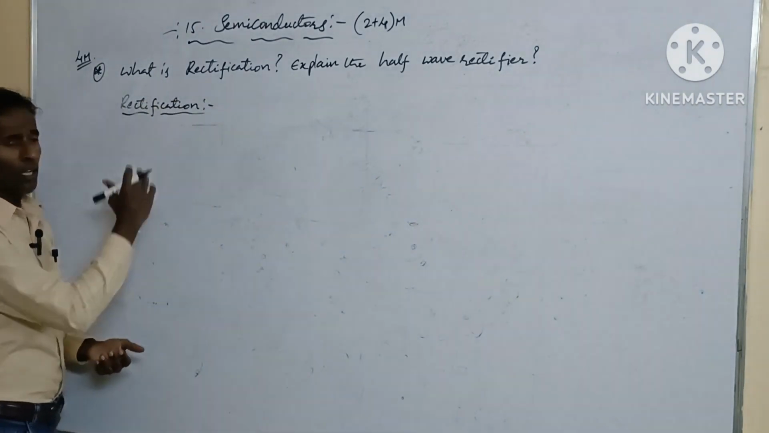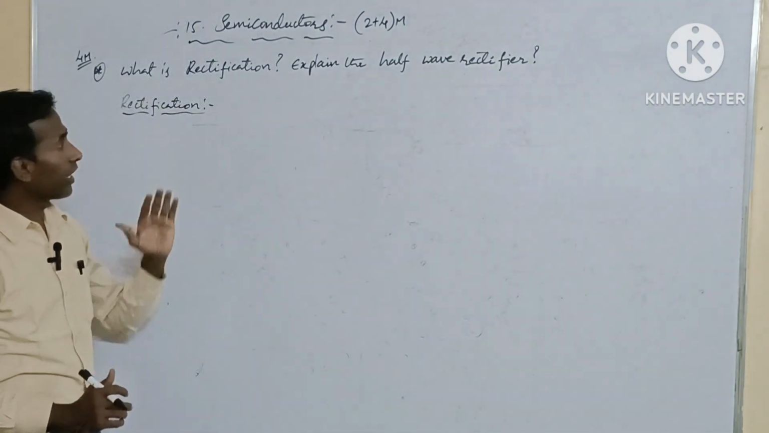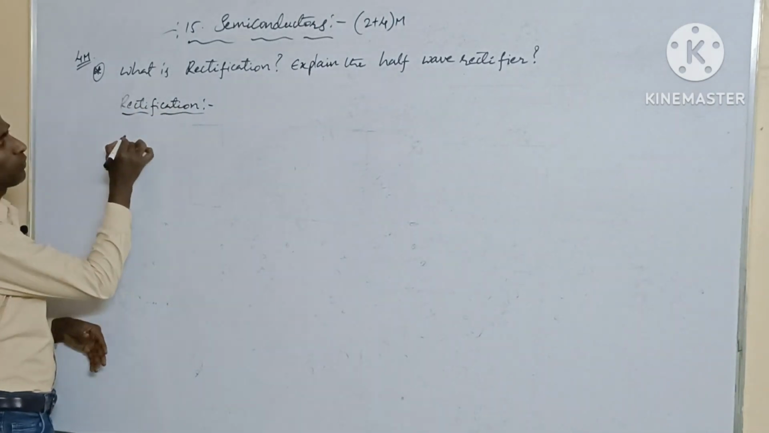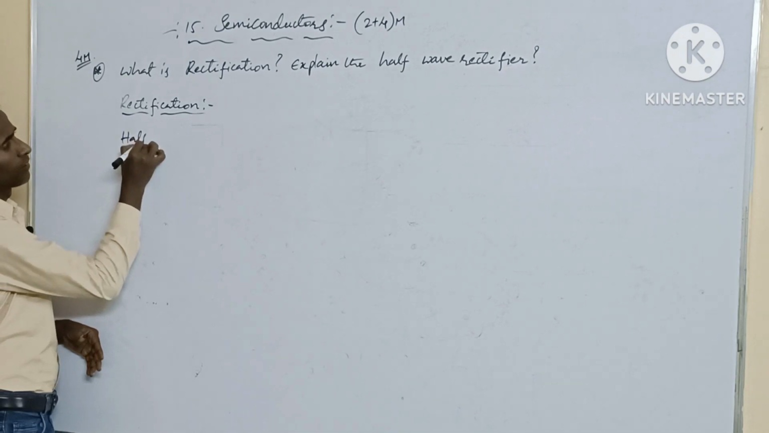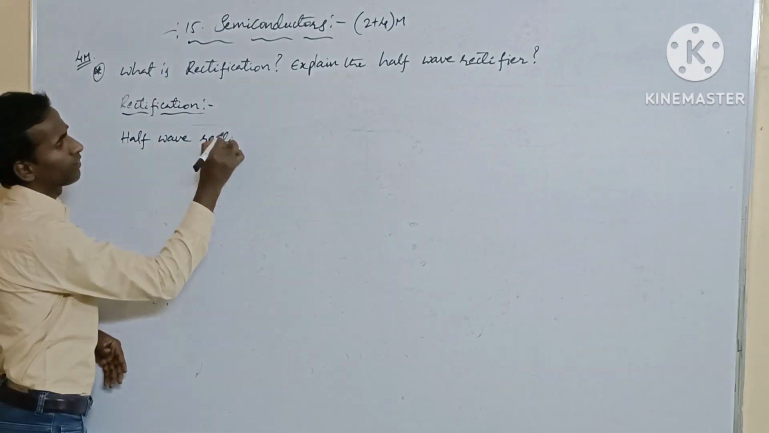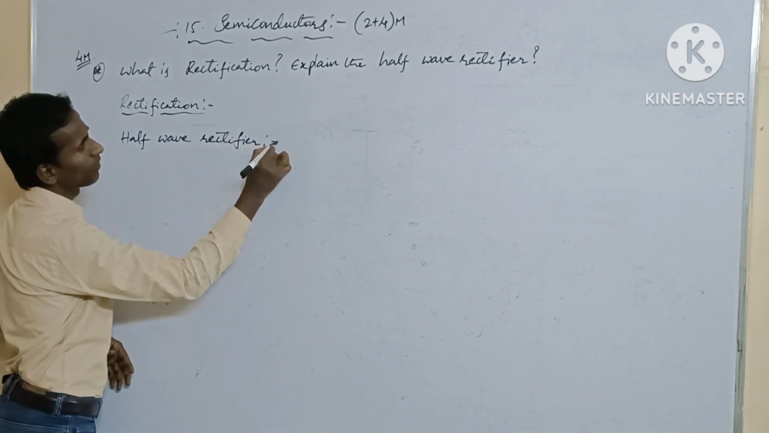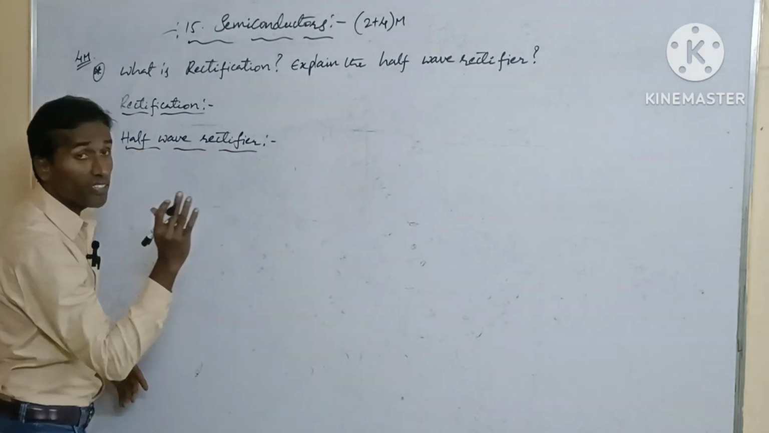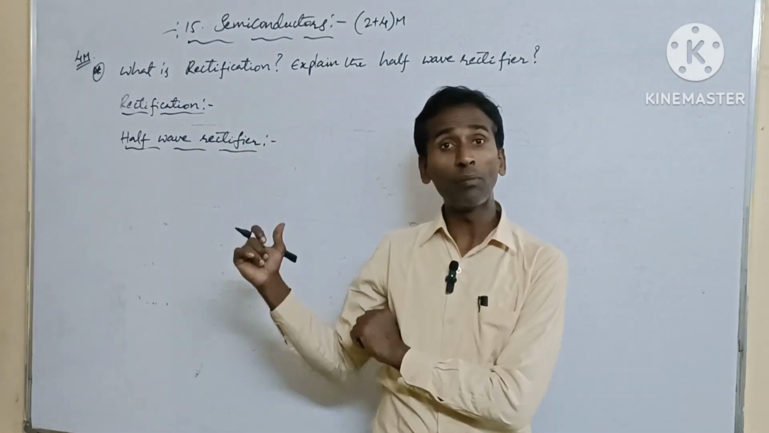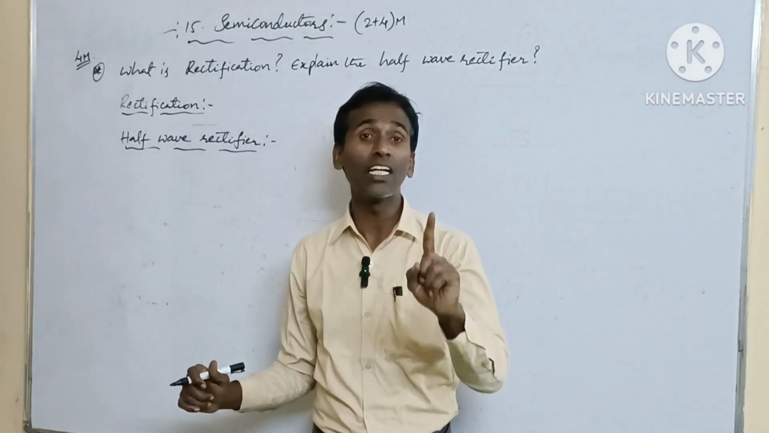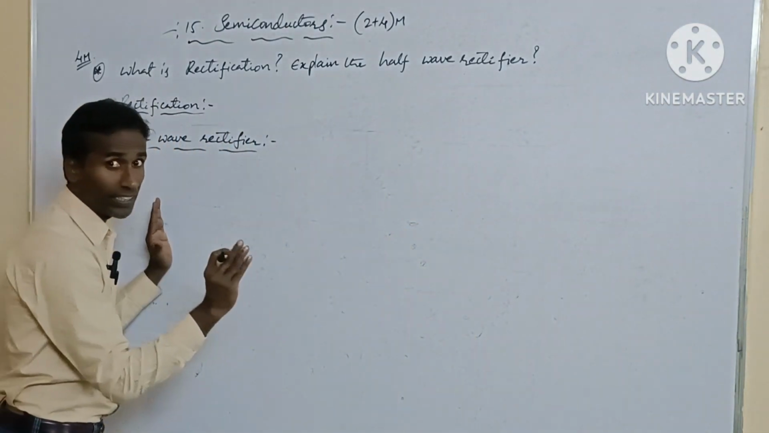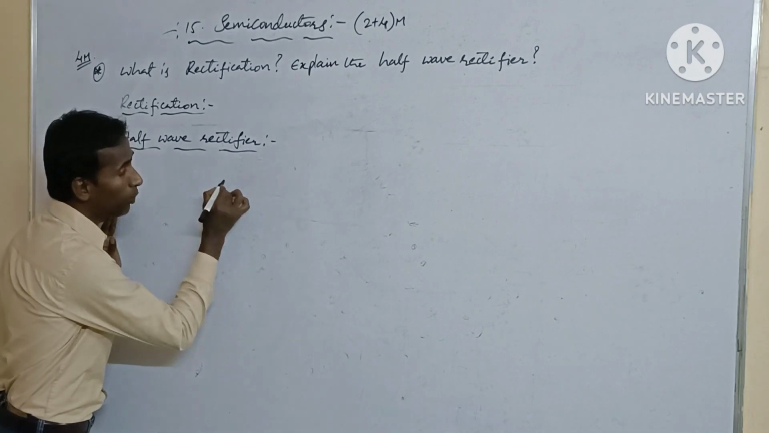Already I told you the rectification definition. Now come to the point: next, half wave rectifier. This half wave rectifier consists of a diagram. In the diagram, he will be taking only one single diode. Remember how we are going to draw the diagram. The diagram is also very important.